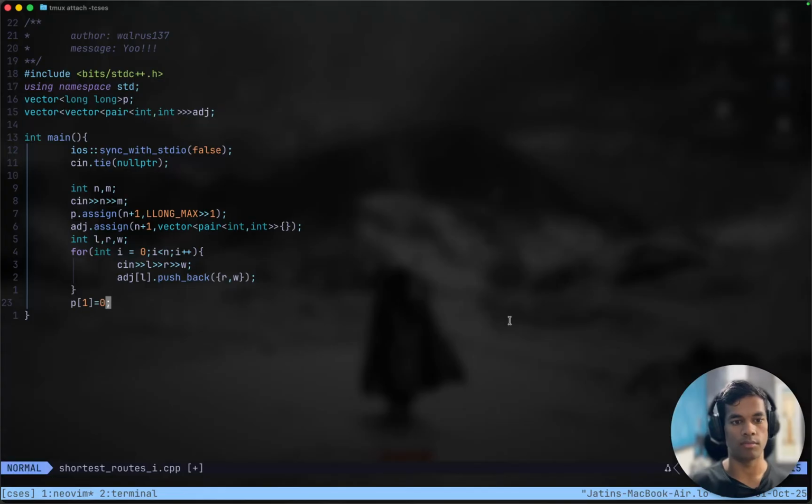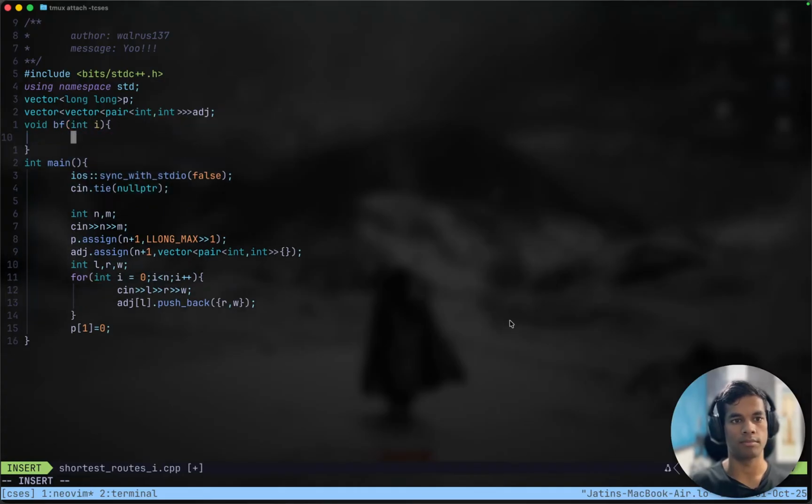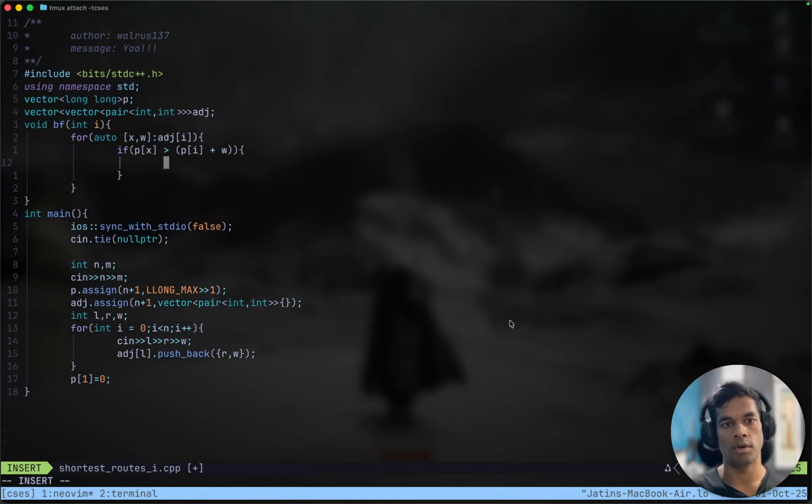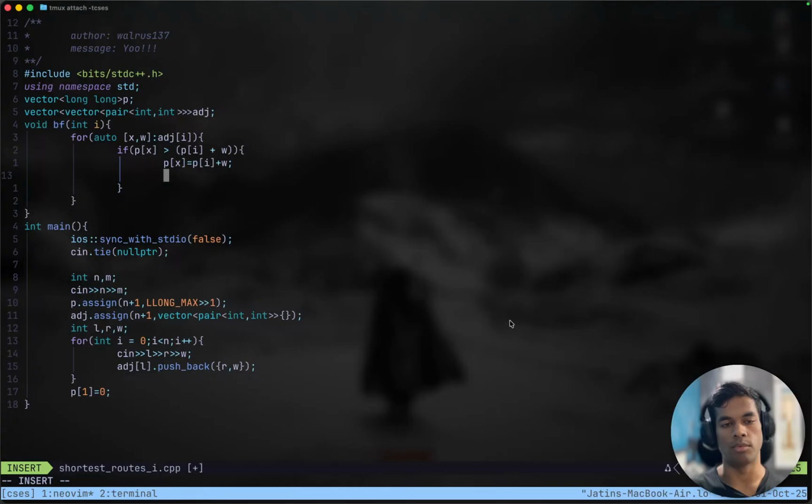P1 equals 0. And now we need our function BF, Bellman-Ford, int I, for auto X, W in ADJ I, if the path to get to X is greater than P I plus W, then P X equals P I plus W, and call BF, Bellman-Ford, on X.